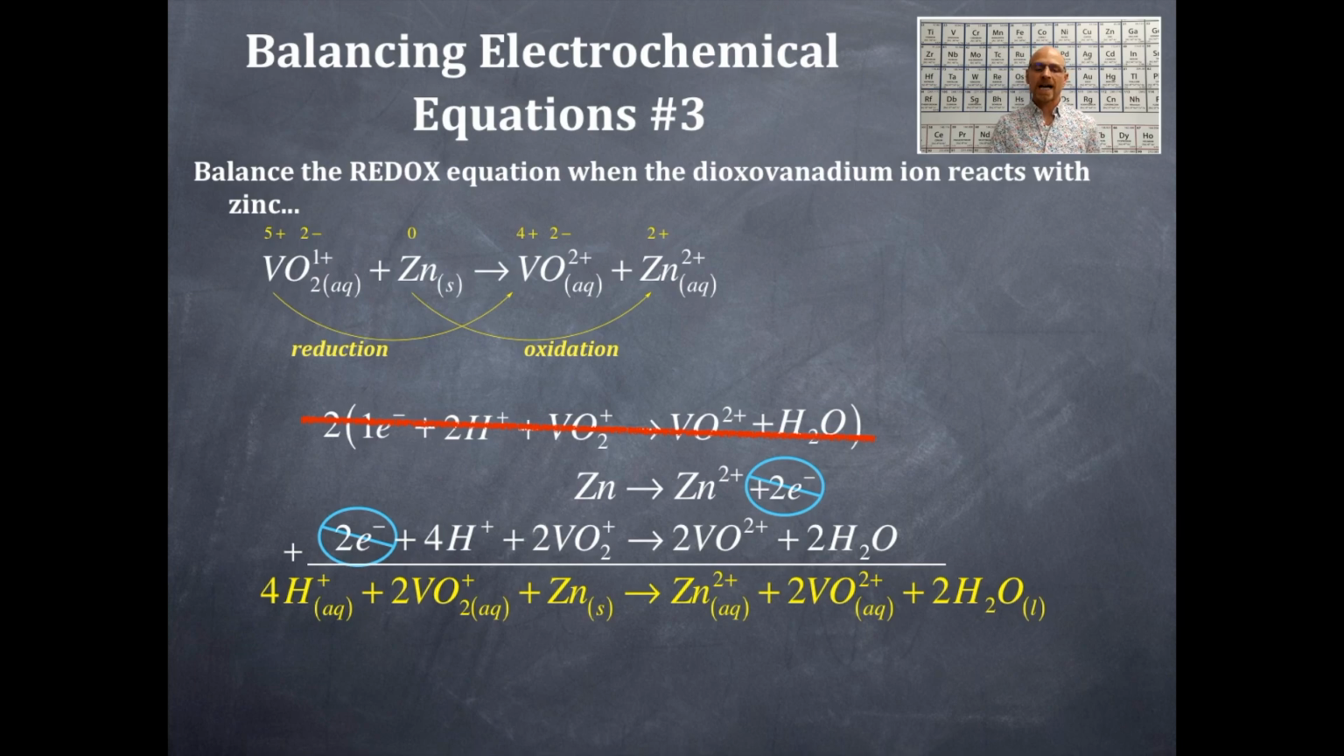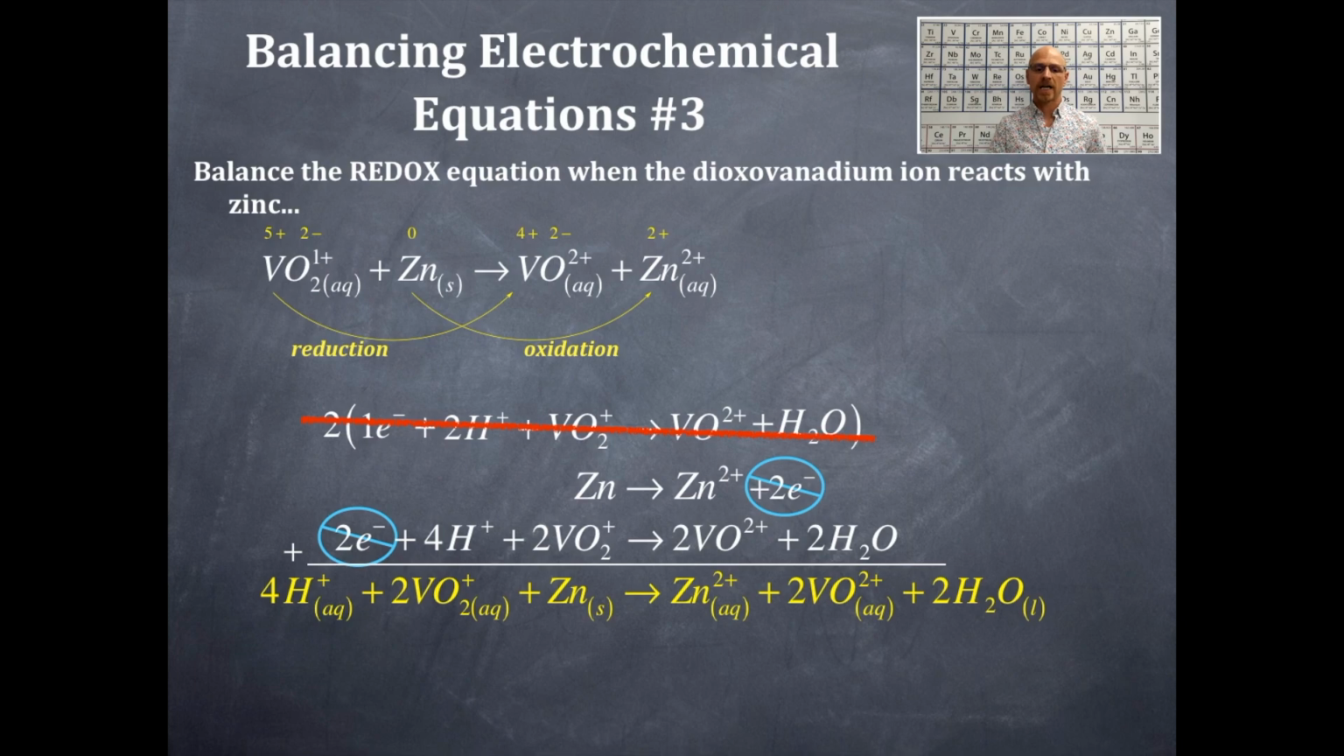On the reactant side, I have 4 oxygens. That's 2 times 2, that's 4 oxygens. On the product side, I have 2 oxygens in the VO2 plus, and I have 2 waters, and I'm going to sum those up, and that gives me 4 oxygens. So the number of oxygens are now balanced.